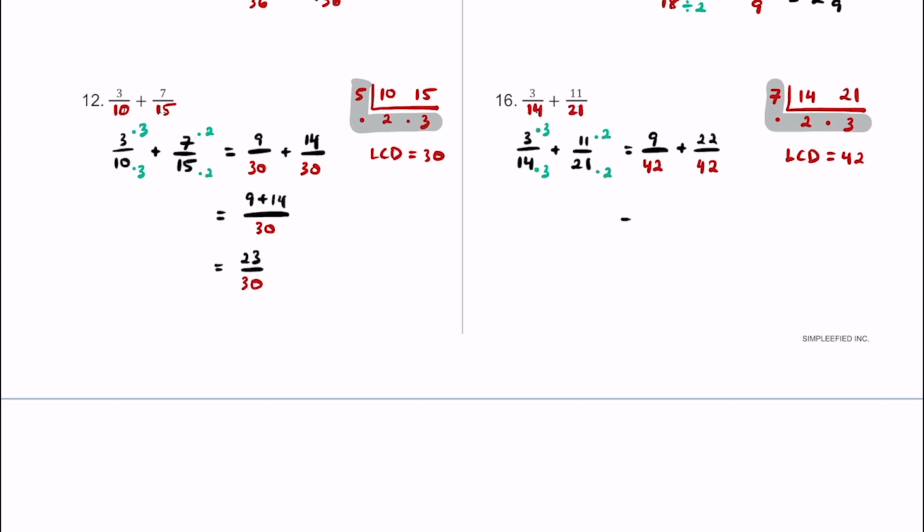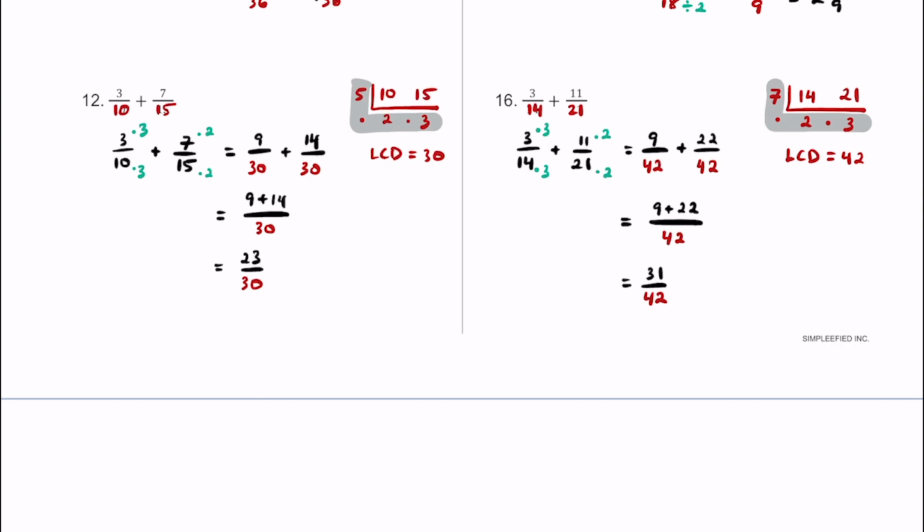Okay. If we go ahead and add these, because they have common denominators now, we can go ahead and say, what's 9 plus this 22? 9 plus 22 is going to be 31, so we have 31 over 42. And because 31's prime, I think we are just about done. We also have a proper fraction here, so we can't do anything else, and this would be our final answer.